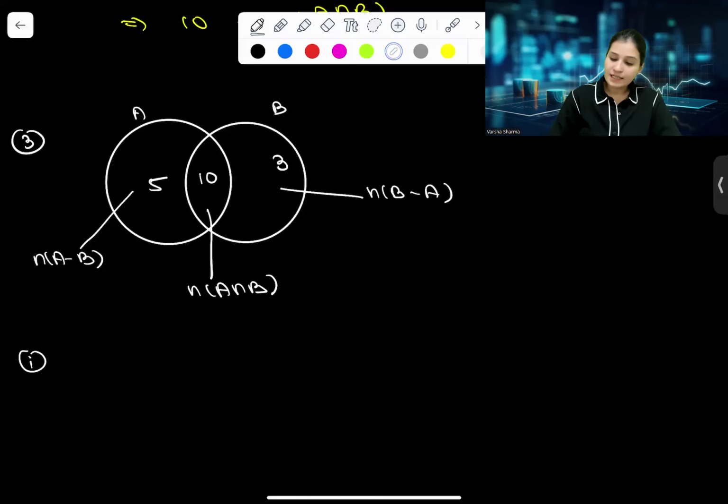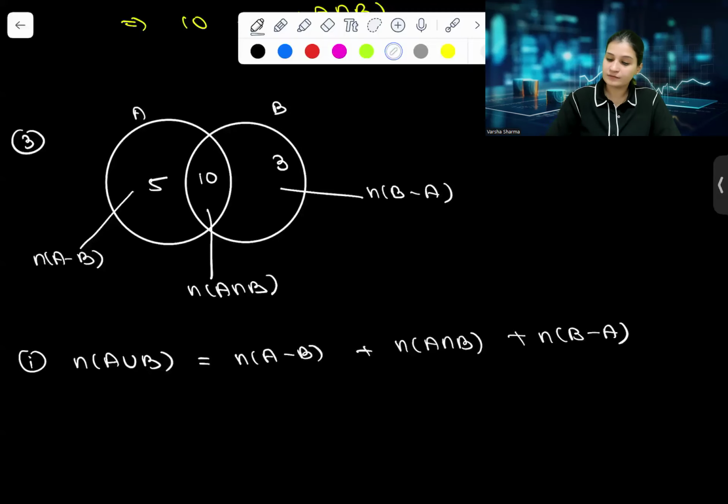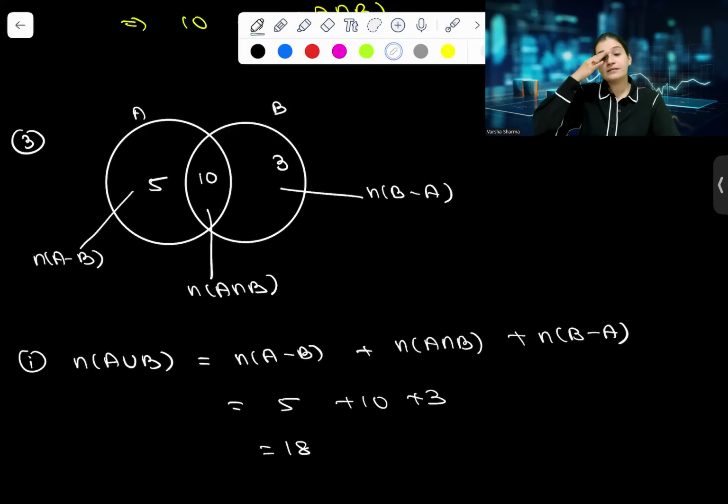So the first one, what is the cardinality of A union B? How should we find this? Sum of all the three: A minus B plus A intersection B plus B minus A. So 5 plus 10 plus 3. That makes it 18. Understood? Any problem?